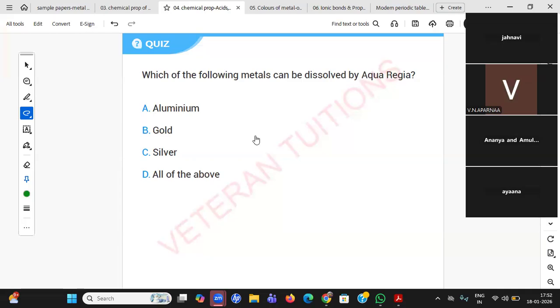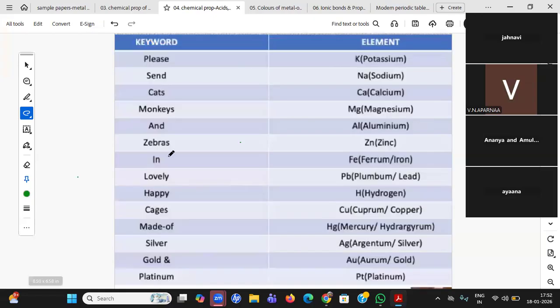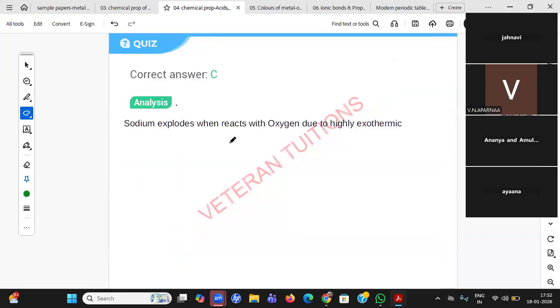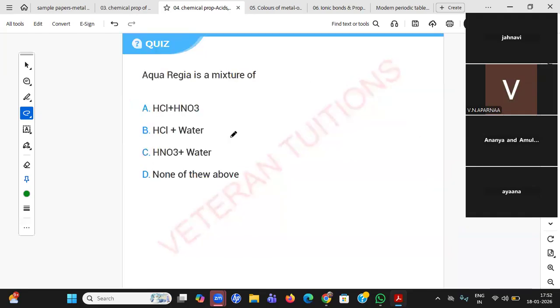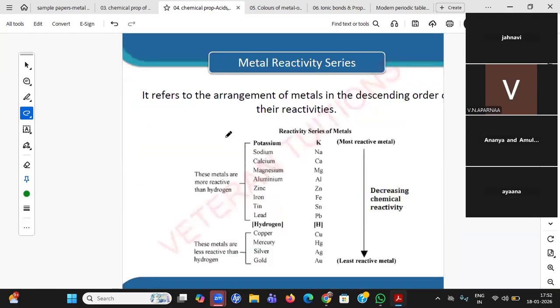Okay, right, Tanushri, all of the above. Okay, yes, Narendra, can it melt platinum also? Ananya, Amulya, right answer. Aqua regia, can it melt platinum? So the reactivity series is here. No, sir. No, okay. So you can see platinum is still not below gold. So platinum is not melted by aqua regia. Okay, in that way, we have finished aqua regia.